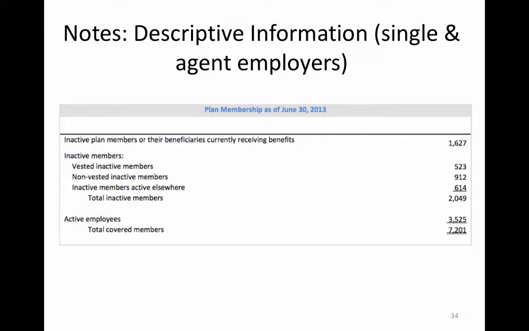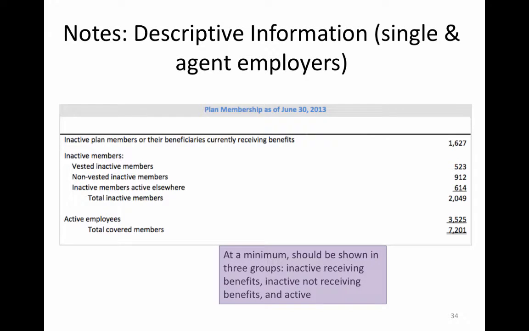Governments in single and agent plans will provide a disclosure of the number of members of the plan presented in three groups at a minimum: inactive members who are receiving benefits, inactive members who are not yet receiving benefits, and active employees. In this particular example here, they've provided voluntarily some additional information below the inactive members line.